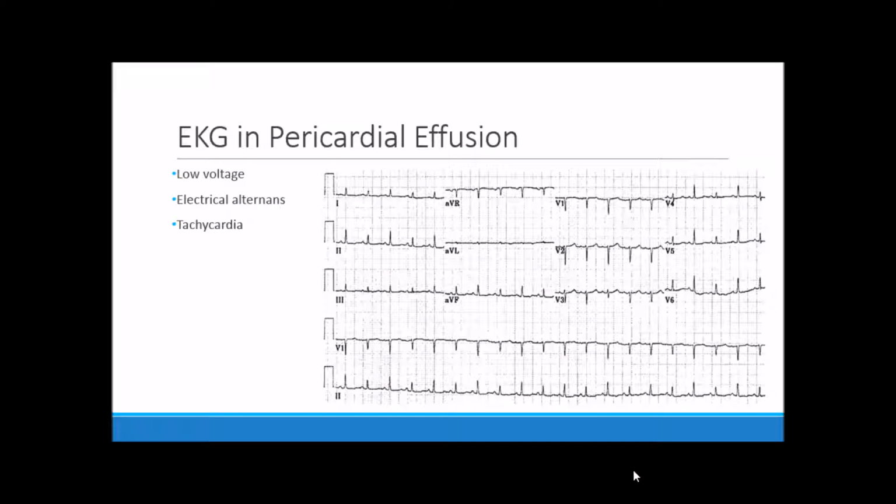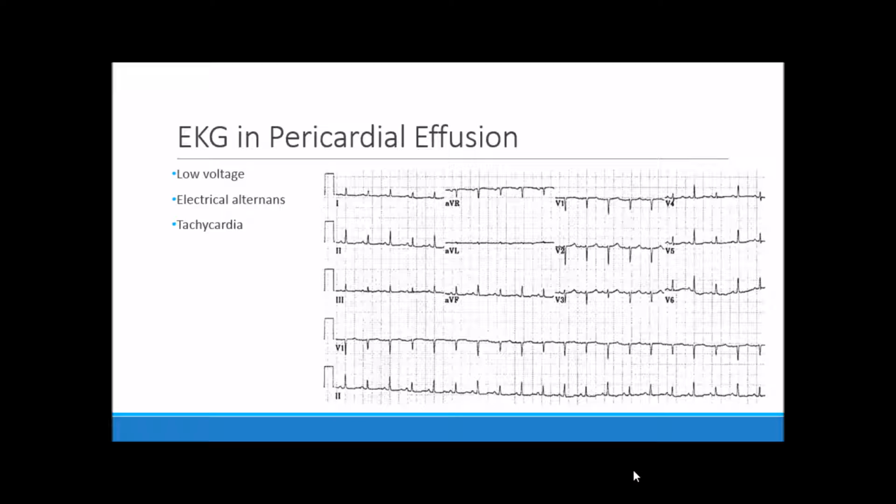Okay, the EKG classically in pericardial effusion will show low voltage. It will often be tachycardic, and you can see electrical alternans. It's impossible to go online and find an example of pericarditis with electrical alternans. I looked all over the place, okay?